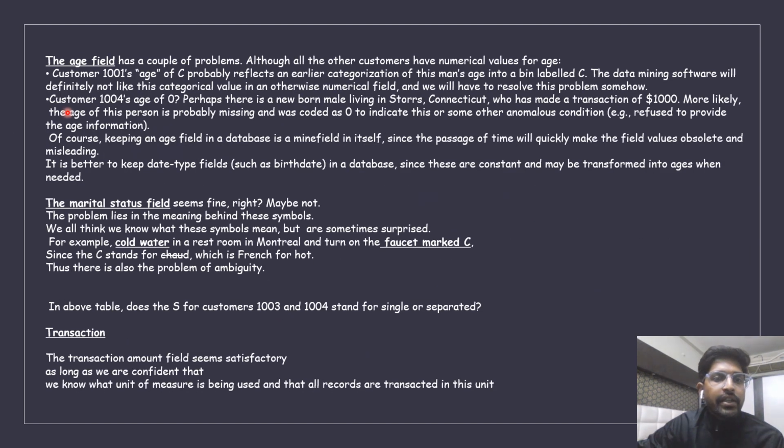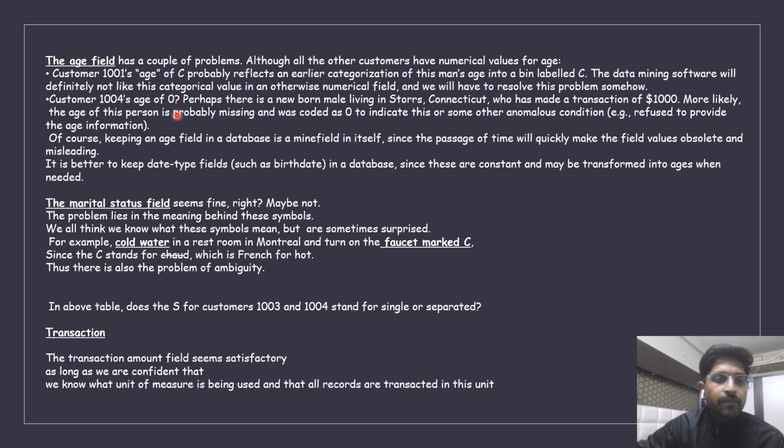The next one is the age field. The age field has a couple of problems. Although all the other customers have numerical values of age, customer 1001's age reflects an earlier categorization of age labeled as C, which is not appropriate. Another problem is with customer 1004's age, which is 0. The age of a person can't be 0, so this is also a problem.